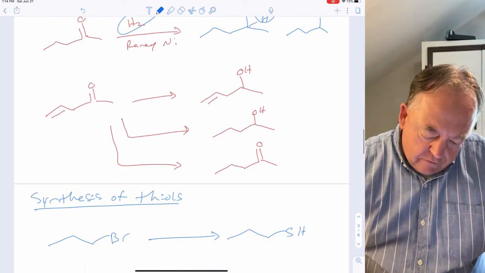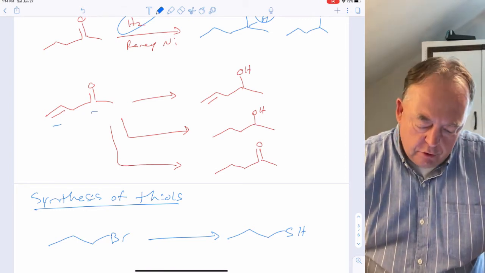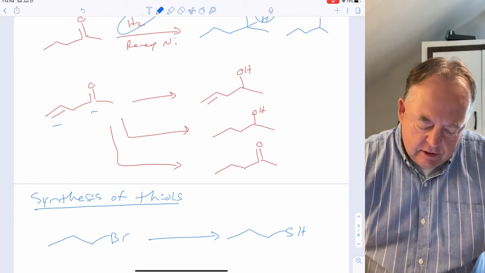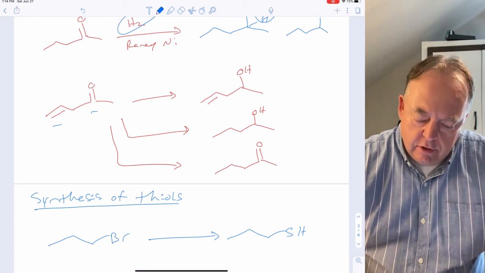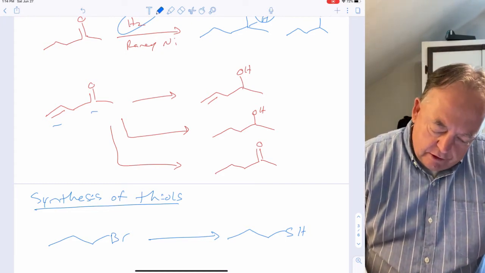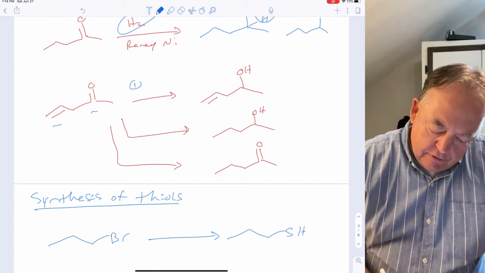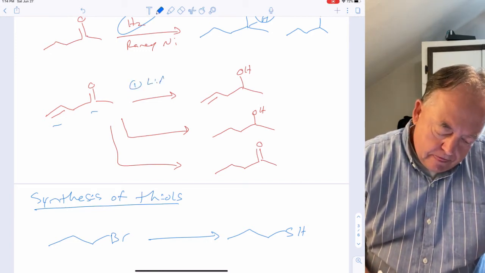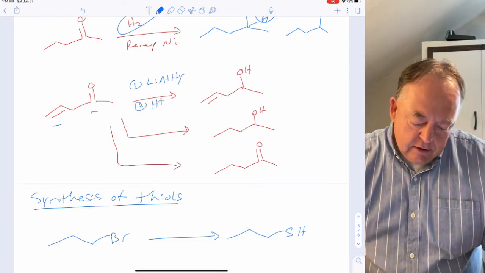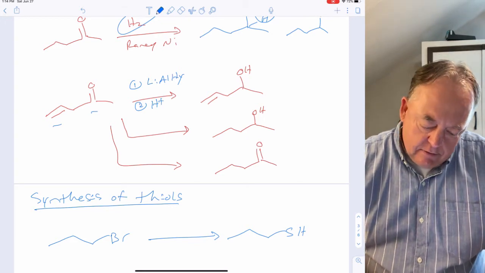Okay, so what if you have an alkene and a ketone or aldehyde and you don't want to reduce both? What if you want to keep the alkene? Well, you can't use H2 because the alkene is more reactive with H2 than the C double bond O, so it would react first anyway. So if you want to reduce the ketone or aldehyde and not the alkene, then you have to use the metal hydride. That will reduce the C double bond O without reducing the C double bond C.